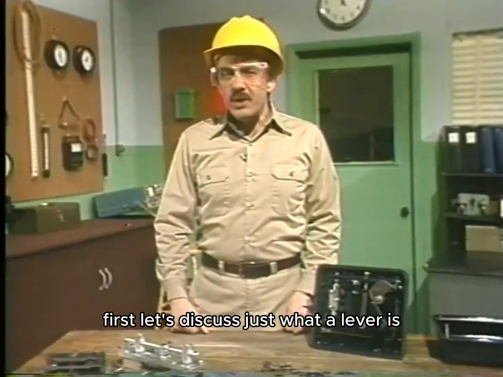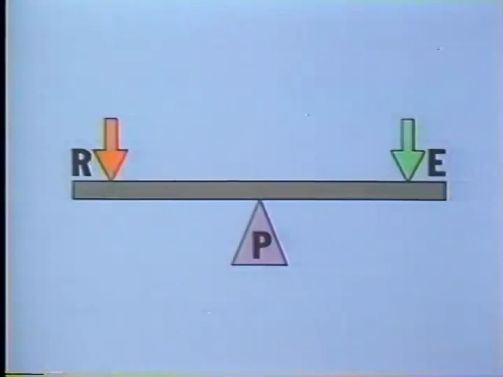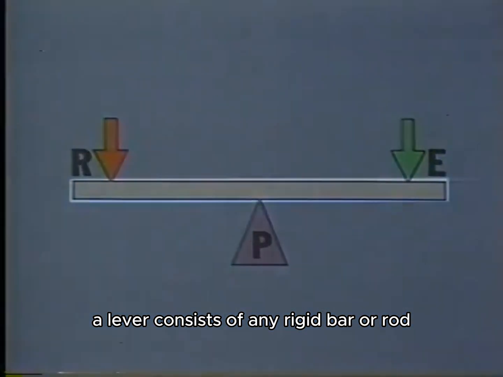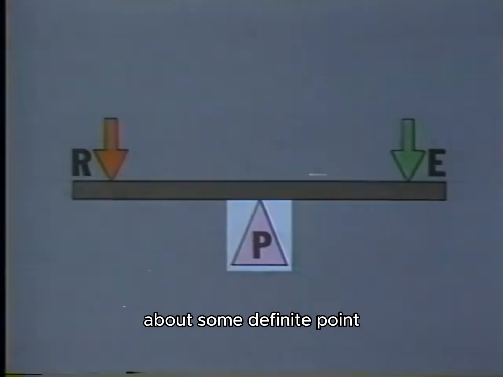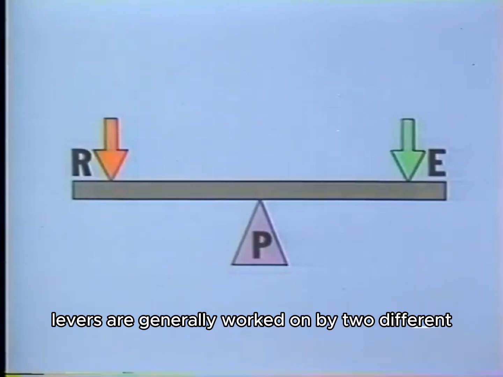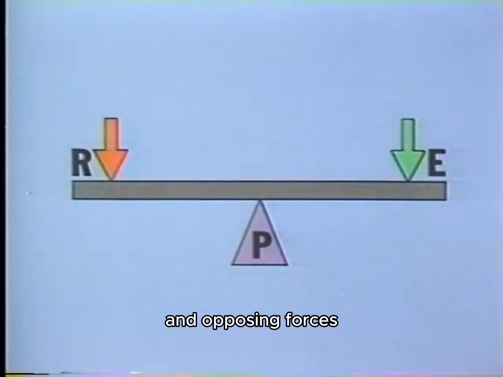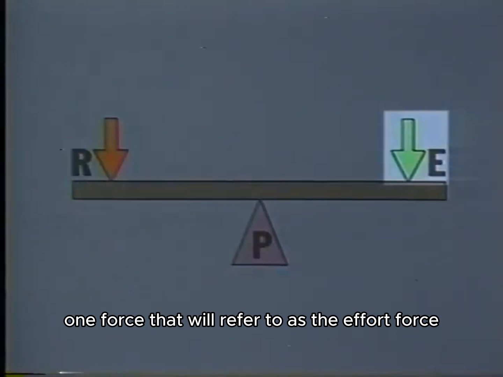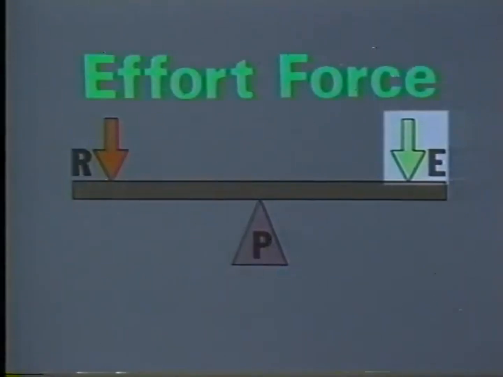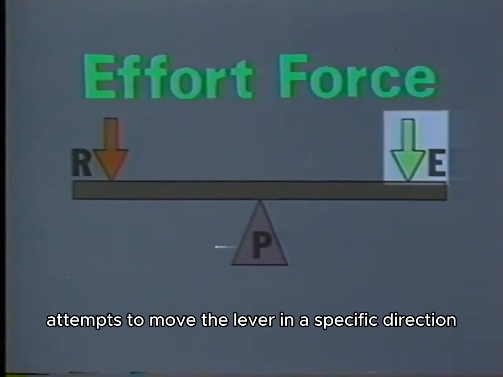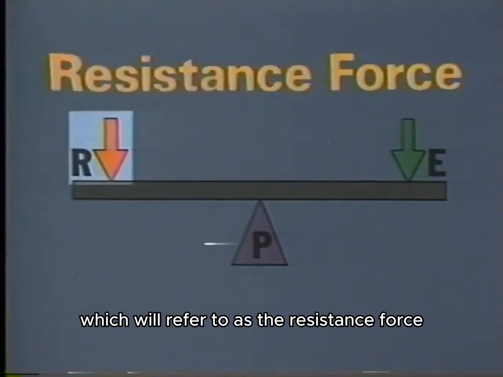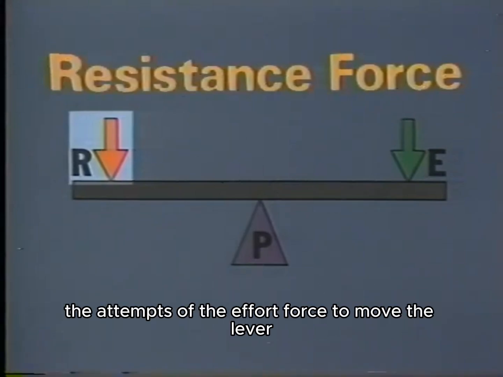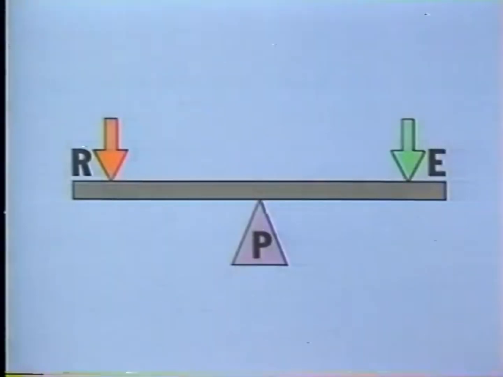First, let's discuss just what a lever is. A lever consists of any rigid bar or rod arranged in such a way that it can pivot about some definite point. Levers are generally worked on by two different and opposing forces. One force that we'll refer to as the effort force attempts to move the lever in a specific direction. The other force, which we'll refer to as the resistance force, resists the attempts of the effort force to move the lever.